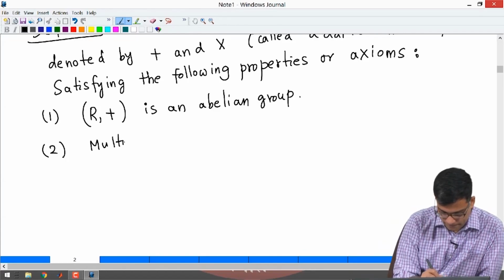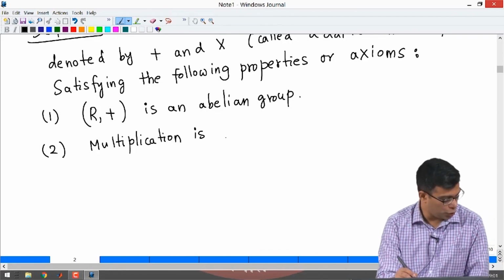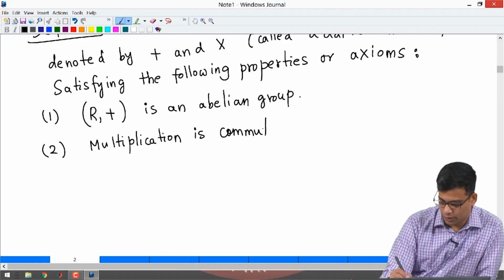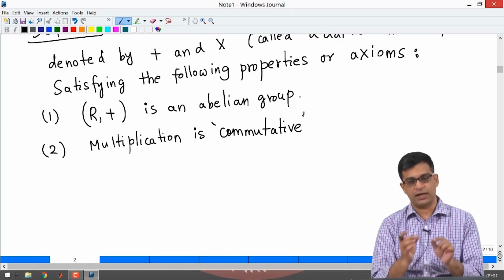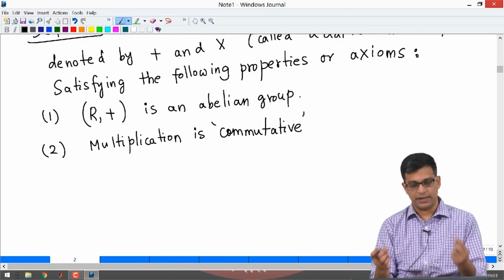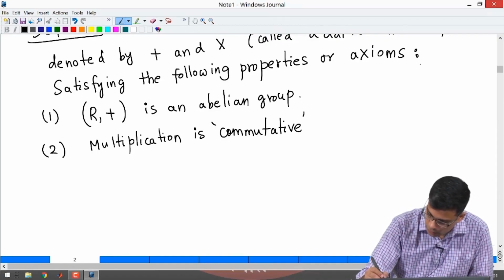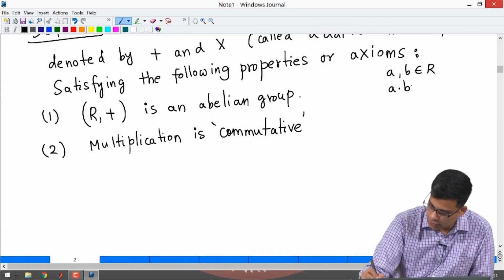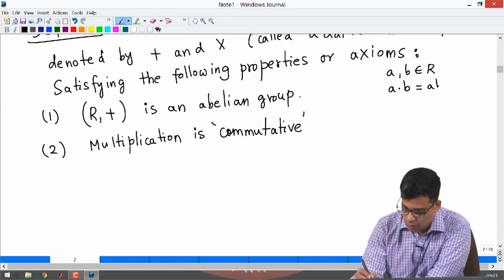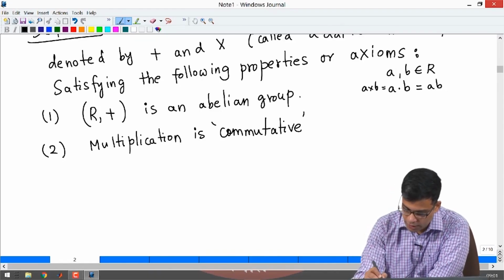Multiplication is commutative. I will describe what this is after writing this. Commutative is another word for abelianness. What I am saying is that if you multiply two elements of R, so let us say A and B are in R, multiplication is usually denoted by A dot B or just AB. Once we start writing more, we will write AB. So, this is also A times B, and this must equal BA.